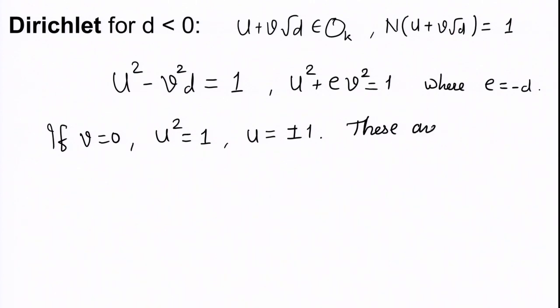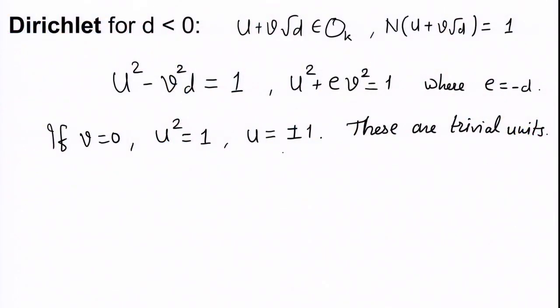These are called the trivial units. After all, 1 is always a unit and minus 1 is also a unit. So, the units 1 and minus 1 will always come in the group of units. Whatever field you take and then the ring of algebraic integers in that field, 1 and minus 1 will always show up. So, they are called trivial units. We want to describe the non-trivial units, so we will not consider this case. Therefore, we are going to look at v not equal to 0.